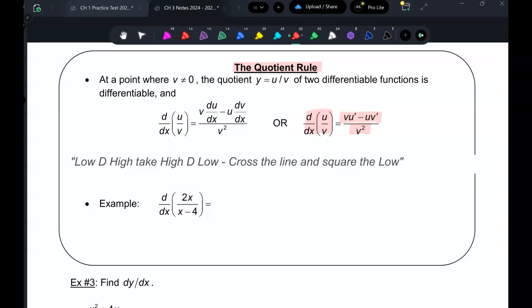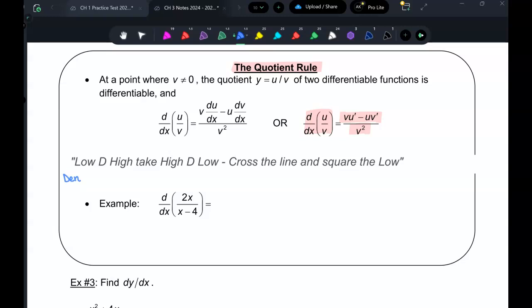I like it. Okay, now what does that even mean? So low, we think of the denominator. I promise you, some of you are like, I'm just going to memorize the formula. Great, just memorize the formula. I promise you, you're going to eventually get the low D high, take high D low, cross the line and square the low, because it just flows.